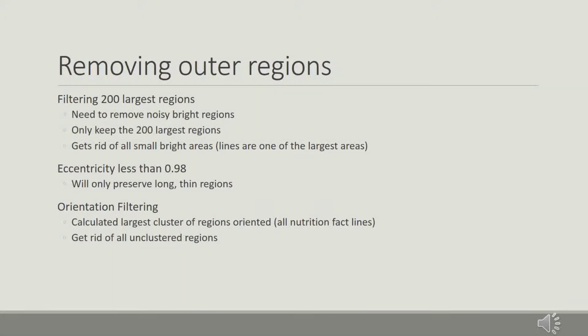Then we do the eccentricity property application. By eccentricity, I mean the ratio of the distance between the foci of the ellipse and its major axis length.